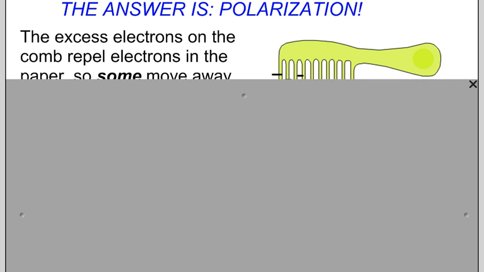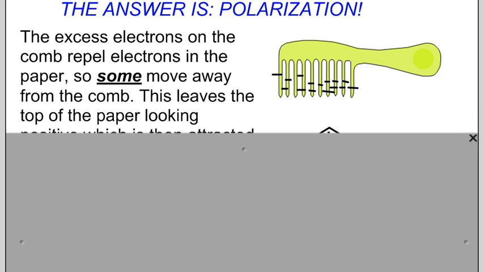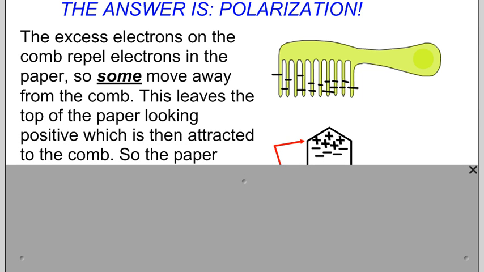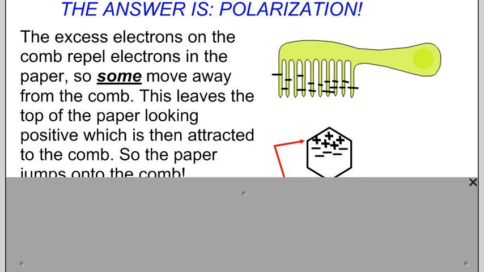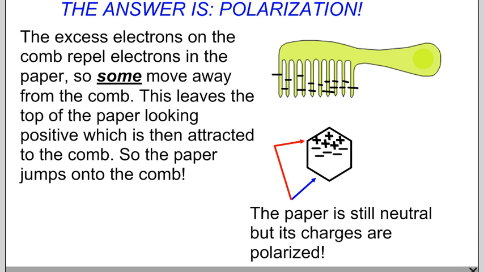The excess electrons on the comb repel electrons in the paper. Remember, opposite charges attract, like charges repel. So some of those electrons in the paper move away from the comb. And this leaves the top of the paper looking positive. And those positive charges are then attracted to the negative charged comb, and the paper jumps onto the comb. Notice the little piece of paper?